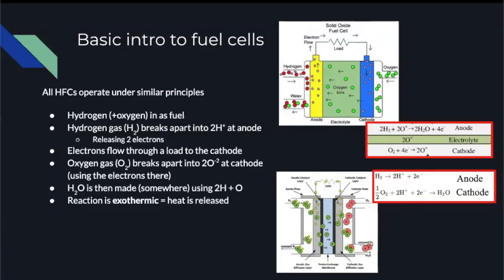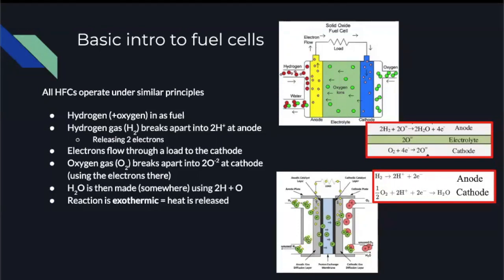Now, in the fuel cell, hydrogen gas molecules are going to be broken apart into hydrogen ions, which are positively charged. That happens at the anode, and 2 electrons are released there, which pass through a circuit and into an external load to power whatever that load is, be it a light bulb or an electric motor. Electrons then pass to the cathode.